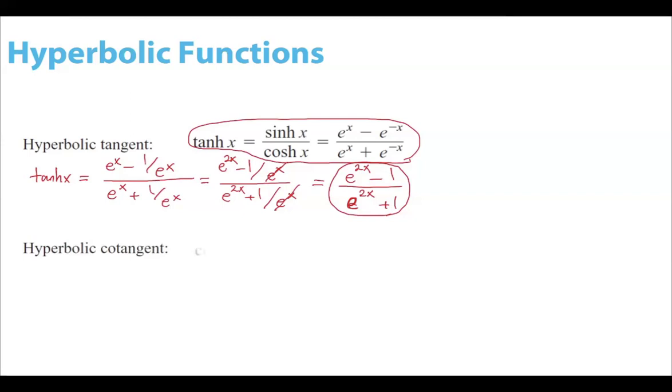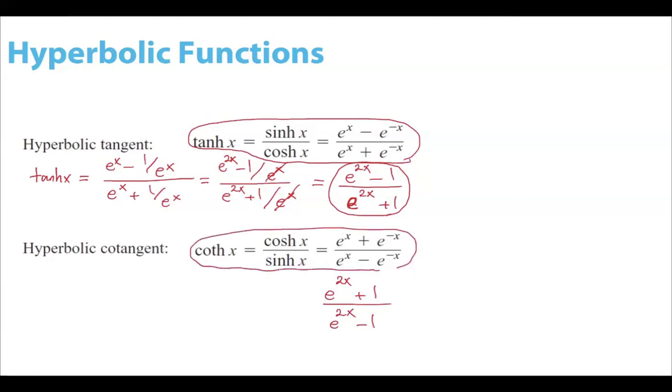Hyperbolic cotangent is defined as hyperbolic cosine divided by hyperbolic sine, or e to the x plus e to the power minus x over e to the x minus e to the power minus x. So now that we know the formula for hyperbolic tangent, we can just flip the fraction and write this as e to the 2x plus 1 divided by e to the 2x minus 1. So hyperbolic cotangent is defined officially this way. In simplified version, it is e to the 2x plus 1 divided by e to the power 2x minus 1.